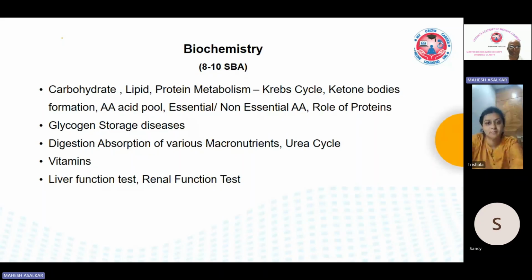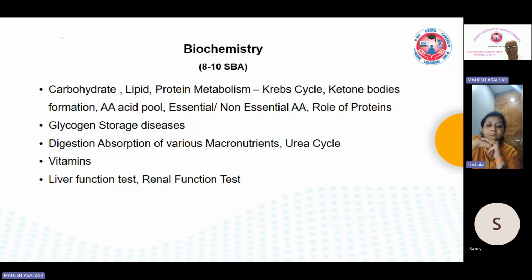The next is a biochemistry section, in which carbohydrate, lipid, protein metabolism, Krebs cycle, ketone bodies formation, amino acid pool, essential and non-essential amino acids, role of proteins, etc. are covered. I am sure you must be getting stressed listening to this Krebs cycle and all, but they don't ask in detail. They ask certain important steps: the rate limiting enzymes of all these cycles, how many ATPs are produced, where it happens, whether in the mitochondria or the cytosol. All these questions are asked.